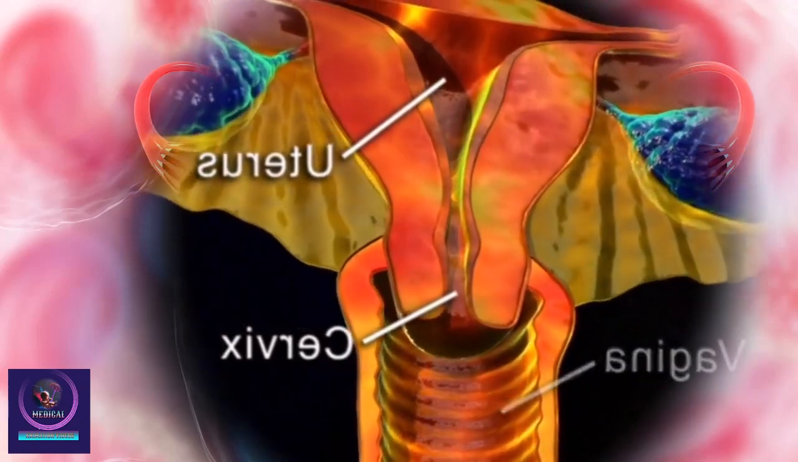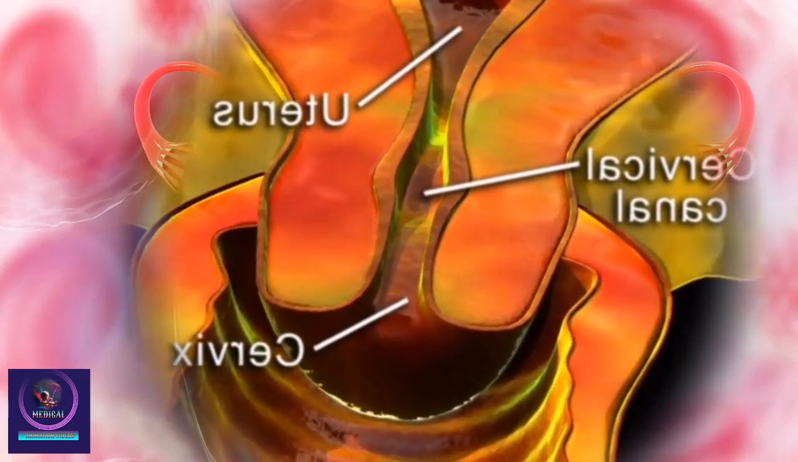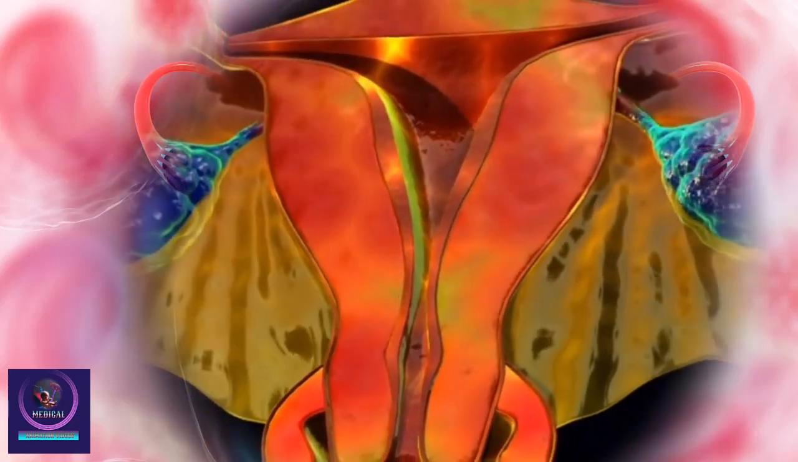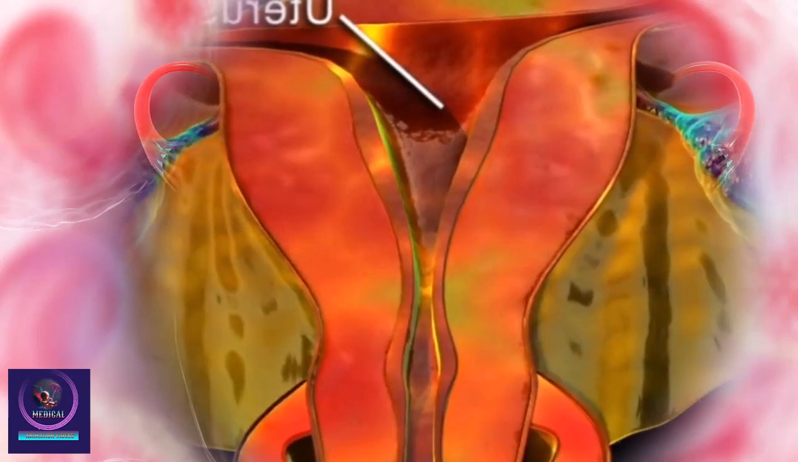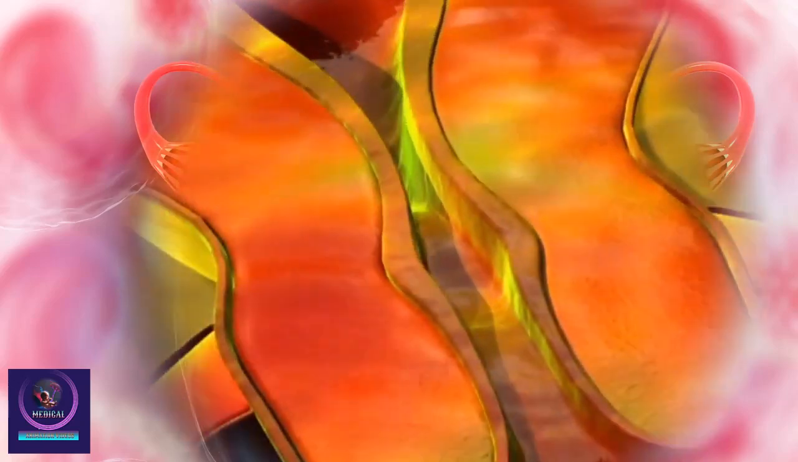uterus. The cervix leads into the cervical canal, which opens into the muscular uterus. The uterus is composed of 3 layers: an inner layer called the endometrium, a middle muscular layer known as the myometrium, and an outer peritoneal layer.